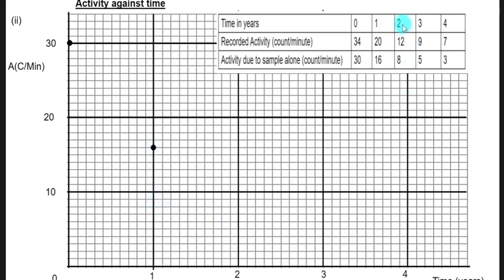Then I'll come here, 2, 8. So this is 2. I'll go to 8: 0, 1, 2, 3, 4, 5, 6, 7, 8. So 8 will be here. Then I'll go 3, 5. 3 is here. I'll say 1, 2, 3, 4, 5. Then I'll say 4, 3. So 4, then 1, 2, 3 here. Then I'll draw a smooth line like that. So after drawing this one, you are done with this one, which can give you 4 marks.